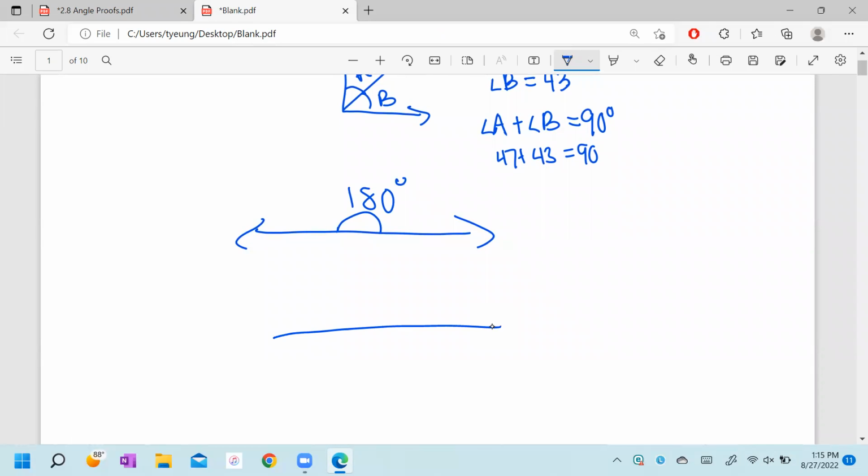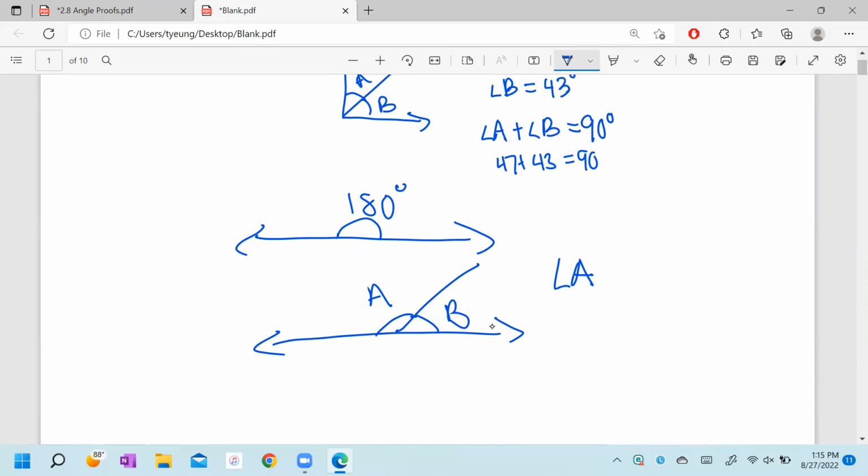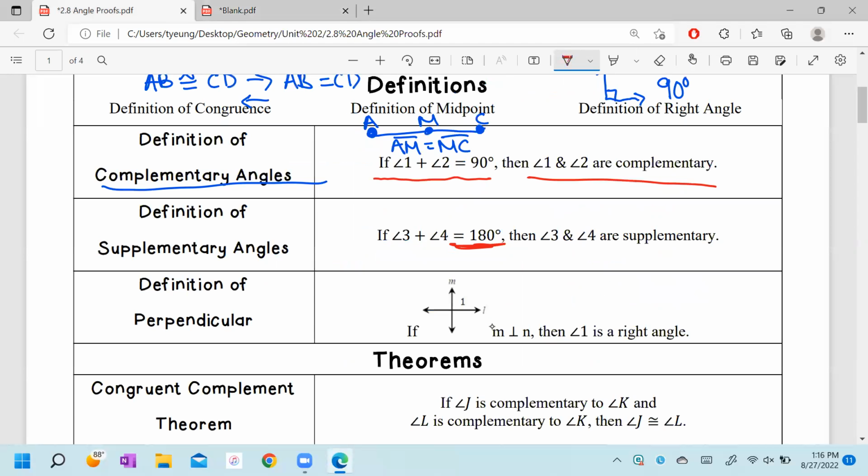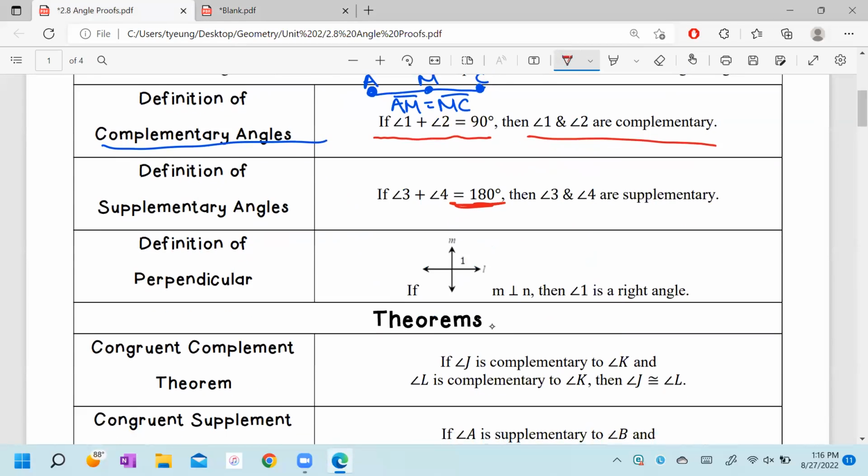If we cut this angle, right, like this, and this is angle B, this is angle A, and we say that angle A is equal to 120 degrees, well, angle B must be 60 degrees, right? In order for angle A plus angle B to be equal to 180. That's how we make our supplementary angle. So that's another definition that you guys can use to justify your statements.